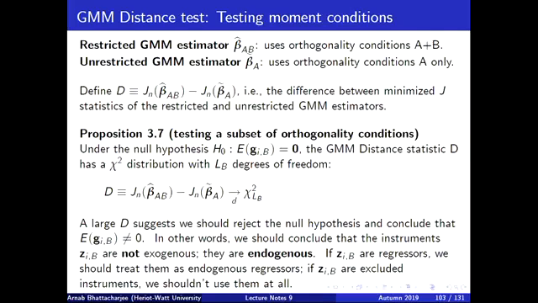Okay, so if you have a large D, what does it suggest? It suggests that some of the instruments in ZIB are not exogenous, right? So they are endogenous. Together, that is what these moment conditions are about, right? So what are we testing? We are testing whether these instruments are truly exogenous. All right? So essentially what that means is that not all of them should be used. We do not know which ones are valid.